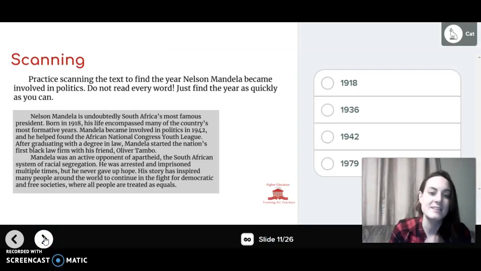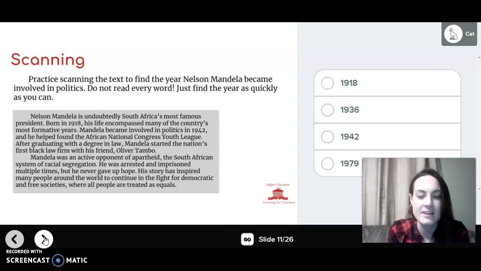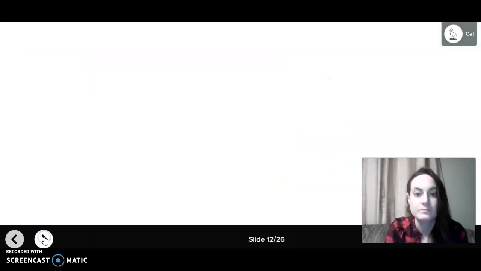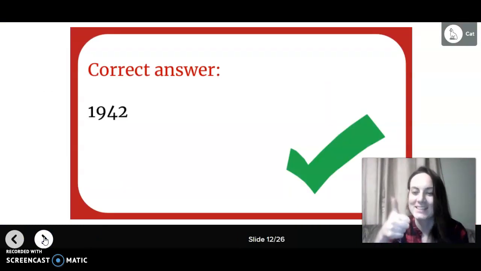So practice scanning the text to find the year Nelson Mandela became involved in politics. Do not read every word, just find the year as quickly as possible. Okay, involved in politics, and it'll be a year, so it'll be a number. So, politics, 1942. Good, got it correct.